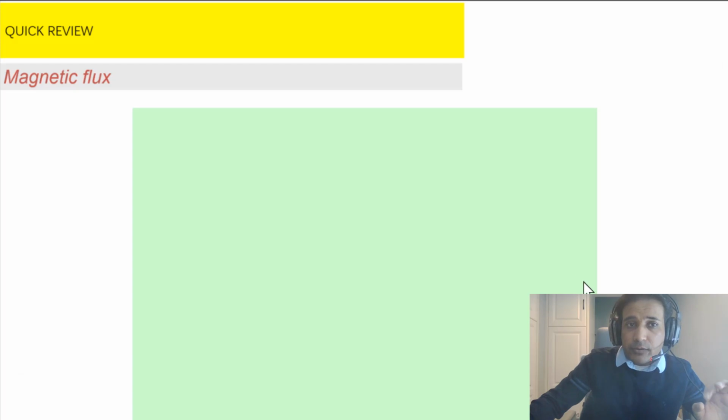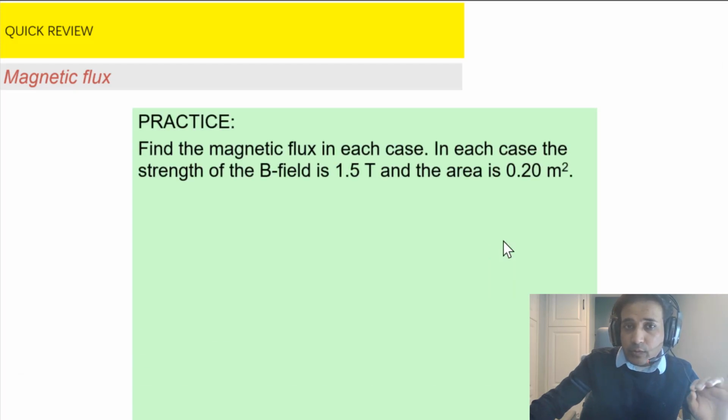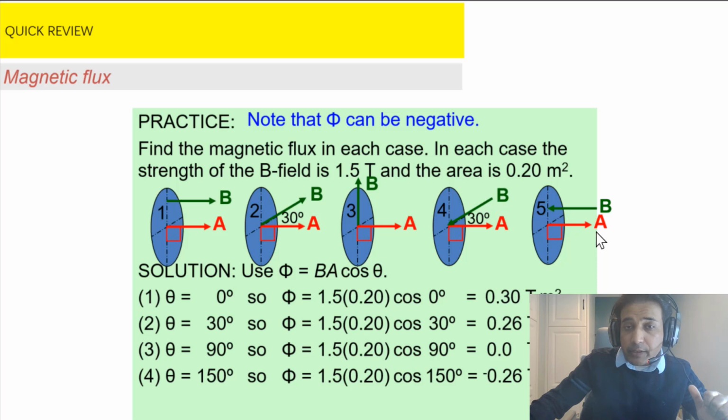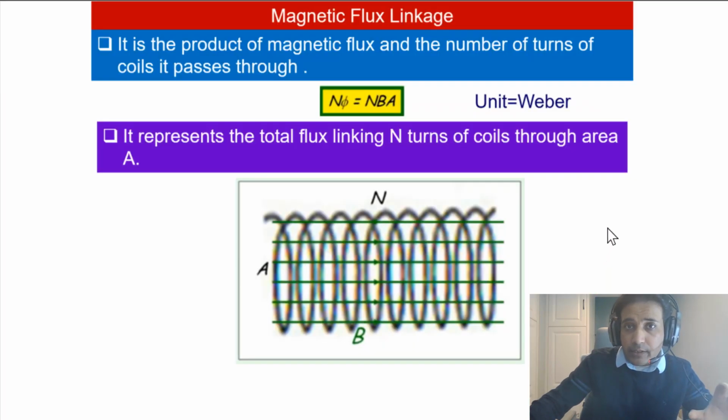On the second slide, I will give them this question to make sure they have a clear understanding of magnetic flux. I will ask them to do this question, and if the answer is different, I will emphasize. If they got correct answers, then it's wonderful. After this one, we will go directly to magnetic flux linkage, because understanding of magnetic flux linkage is very important to understand induced EMF, and also very important to understand how to calculate the magnitude of induced EMF.